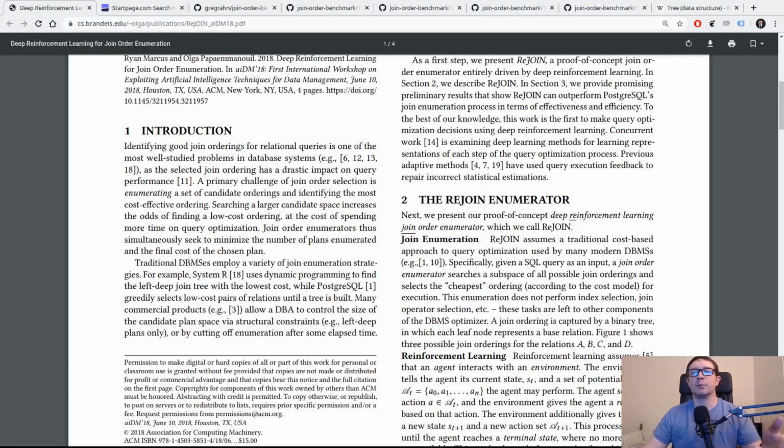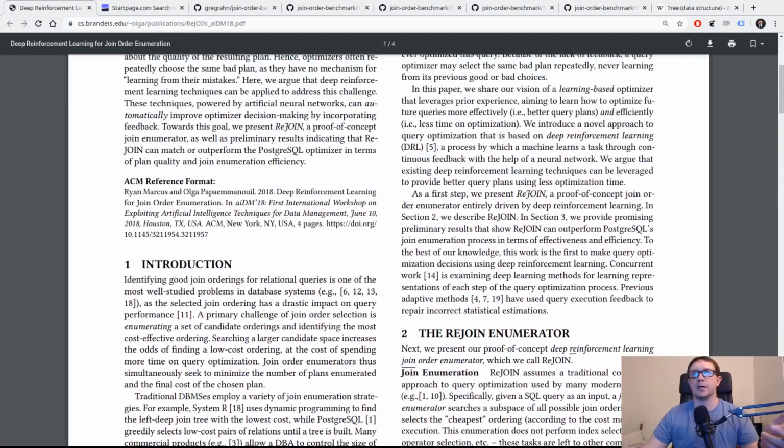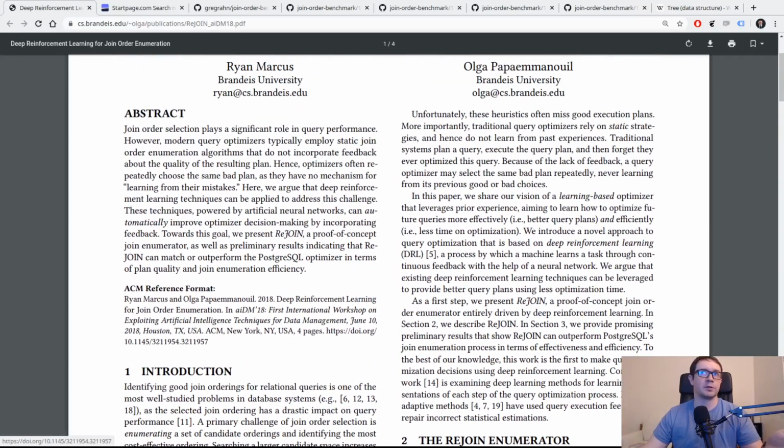And it says many commercial products allow the database administrator, the DBA, to control the size of the candidate plan space via structural constraints or by cutting off enumeration after some elapsed time. Okay, so it allows administrators to kind of decide how they want to do the queries. Pretty cool. Unfortunately, these heuristics often miss good execution plans.